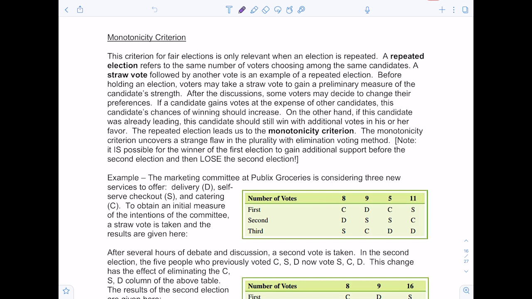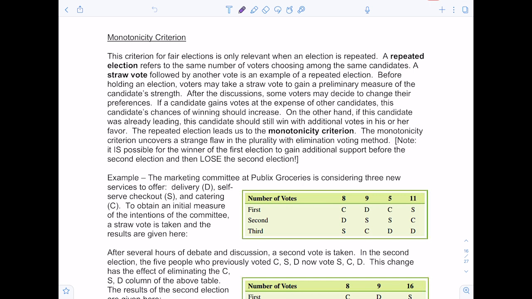One thing I do want to point out is that all the criteria for fair elections are only really relevant when an election is repeated. As long as you choose the voting method before holding the election, the method is considered fair. But if you have different voting methods that you're employing, you would expect whoever won the first election to win the second one, as long as it's fair. But we know that doesn't always happen, and a lot of these voting methods have flaws that are just inherent.